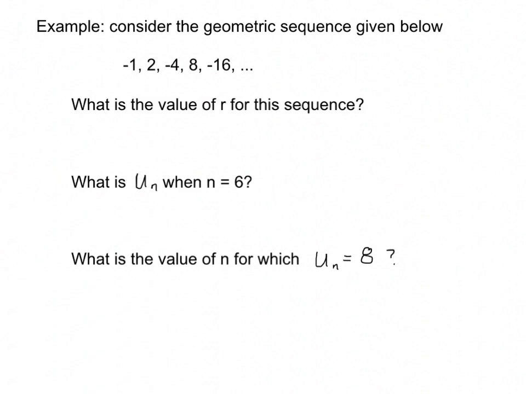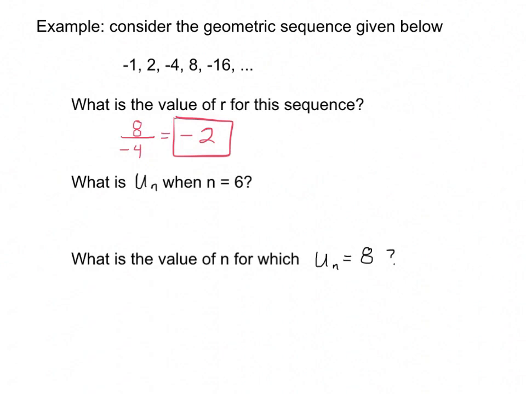So here it is. So again, I want you guys to pause the video, work through these 3 examples, and make sure you've got the idea. So first of all, the value of R for this sequence, you can take any term in the sequence. I'm going to take 8 and divide it by the term right before it, negative 4, and find out that the common ratio here is negative 2.